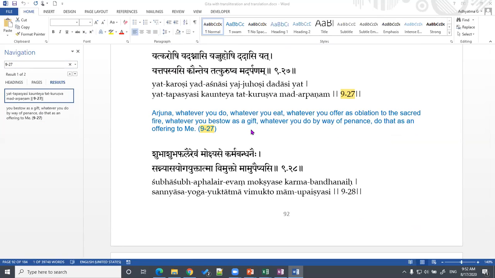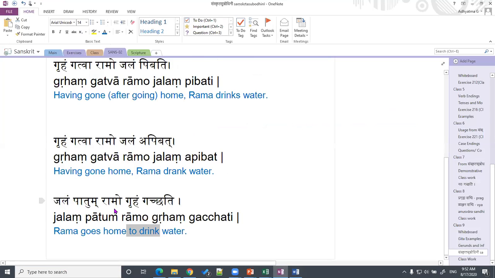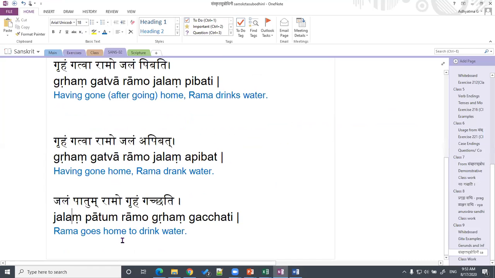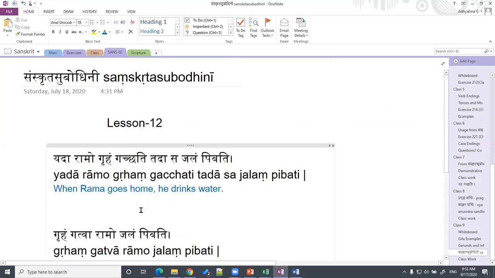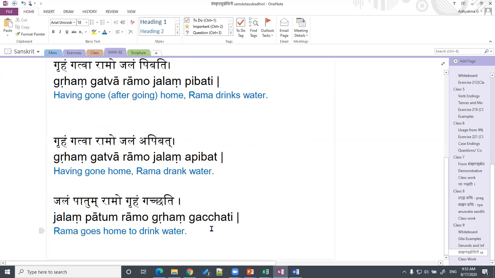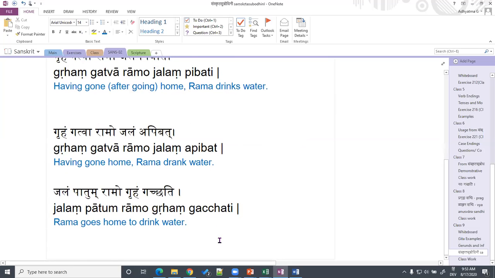There is a question here. Can you say pivatum instead of patum? Okay. So here is the sentence: jalam patum Ramo gruham gacchati. Rama goes home to drink water. So it's an interesting verb. It's pibati here, he drinks water. So the verb here is pa, to drink.